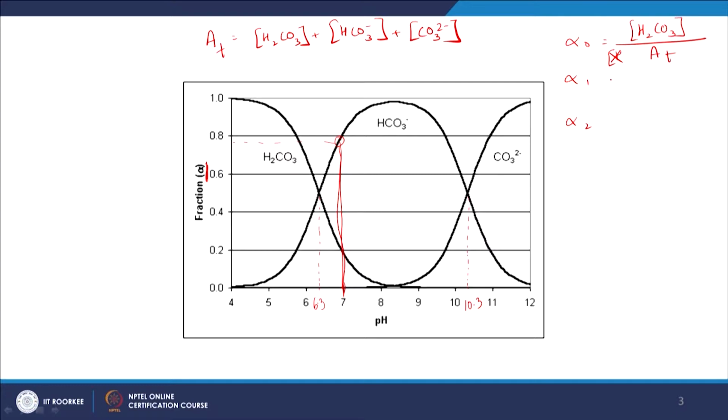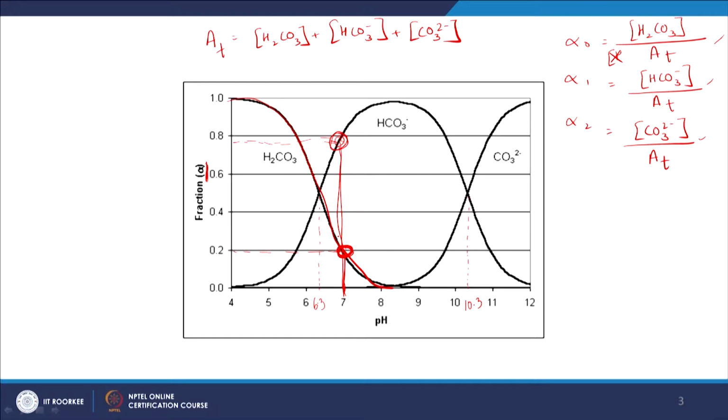Alpha 1 will give you an idea about the fraction that's present as HCO3 minus, or the bicarbonate, and alpha 2 is going to give you an idea about the carbonate fraction, or the fraction as carbonate. Alpha naught, alpha 1 and alpha 2, that's what you see here. So coming back to the graph again, at pH 7 we have almost 80% of it as HCO3 minus, and about 20% as H2CO3. This is your H2CO3 graph, and that's what you see here.